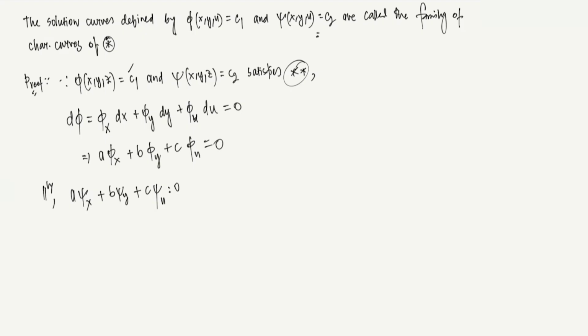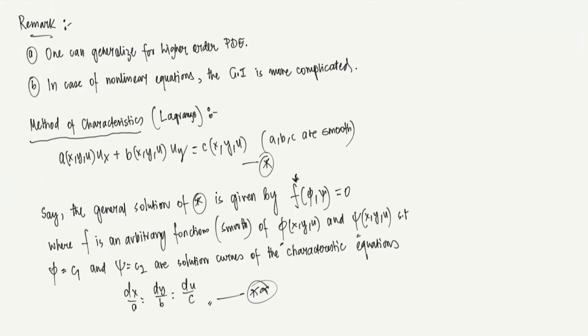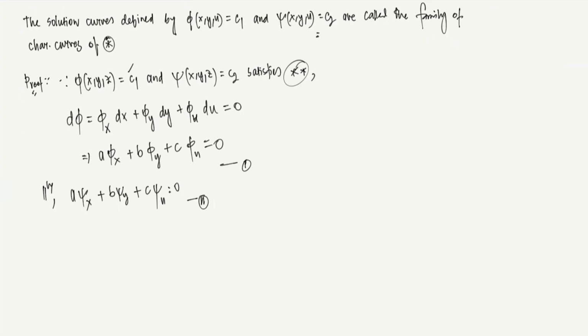Okay, so now you see I have these two equations, 1 and 2. I need to solve these equations for a, b, and c. Please understand what I'm trying to do. What I'm saying is this: if you are given this equation, then the general solution will be given by this. This is the theorem which we are trying to prove. If you are given this equation star, the general solution will be given by some arbitrary function f of phi, psi, where phi and psi are constants along the characteristic curves. So we want to show that.